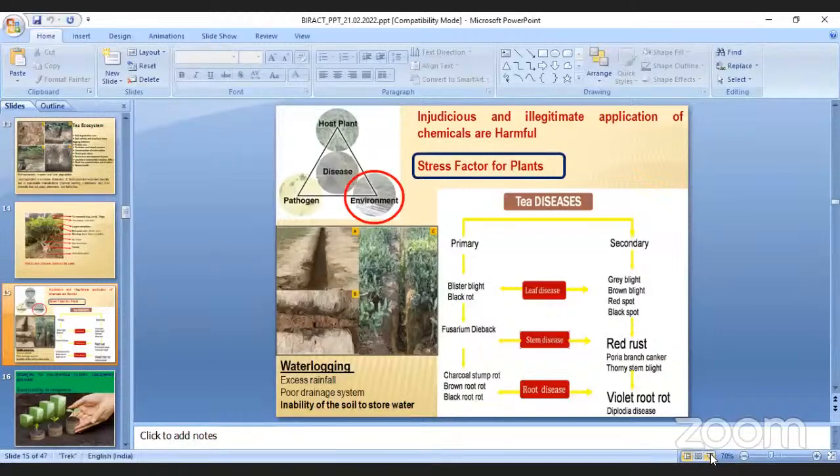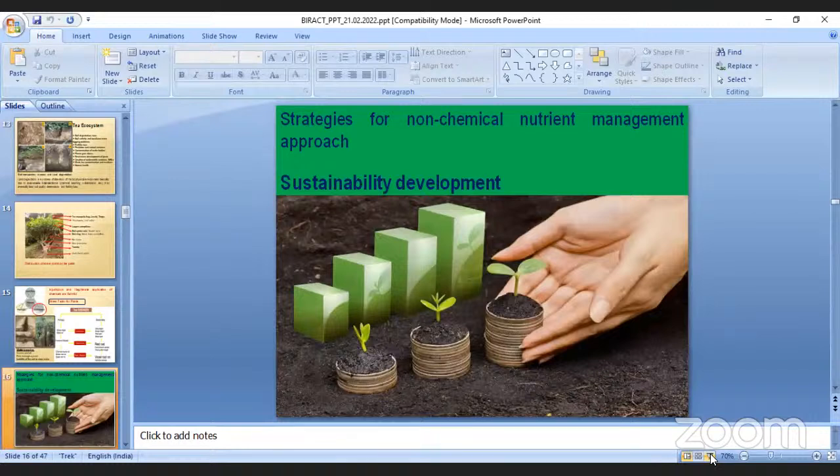Okay, so now we have no alternative other than to move to sustainability development. We have to adopt and specialize non-chemical sustainable approaches to save our agricultural system. These are the strategies for a non-chemical nutrient management approach, for loading the source of our nutrients by reducing the load of chemical supplements.